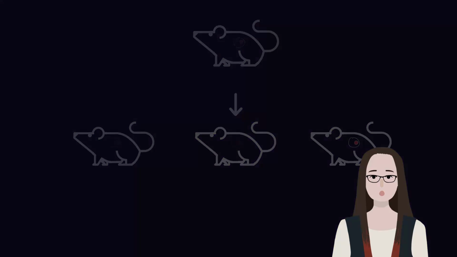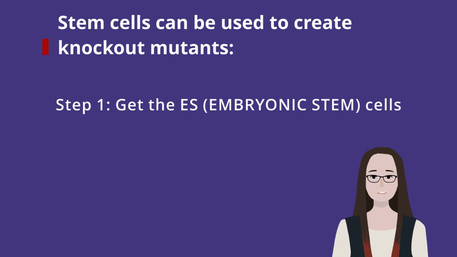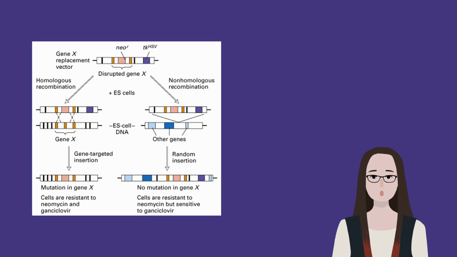Gene knockout is a method in which a selected gene is removed from the body or turned off. Stem cells can be used to create knockout mutants. Step 1. Get the embryonic stem cells. Step 2. Genetically engineer the embryonic stem cells. This method is characterized by the concept of homologous DNA recombination. This is the exchange of regions between two similar or identical chromosomes. Homologous recombination is the main method for causing a gene knockout.